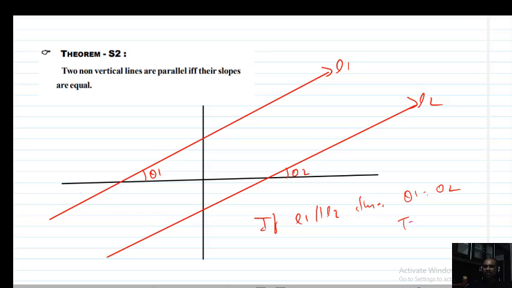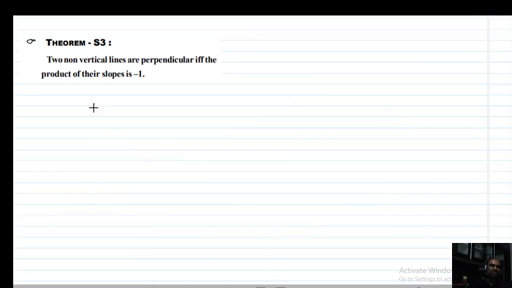If theta 1 equals theta 2, then tan theta 1 equals tan theta 2 only. What is the meaning of that? M1 equals M2 only. M1 stands for the slope of the first line, M2 stands for the slope of the second line. If two lines are parallel, their slopes are equal and vice versa. Okay. So that is an important theorem, next one.